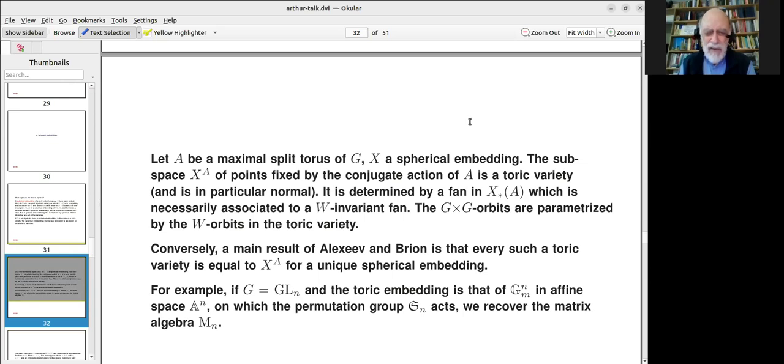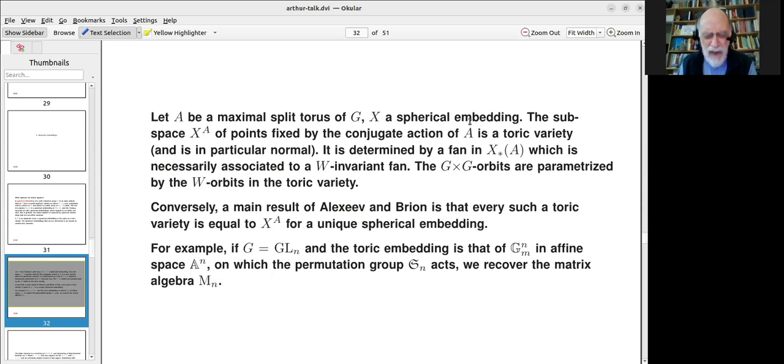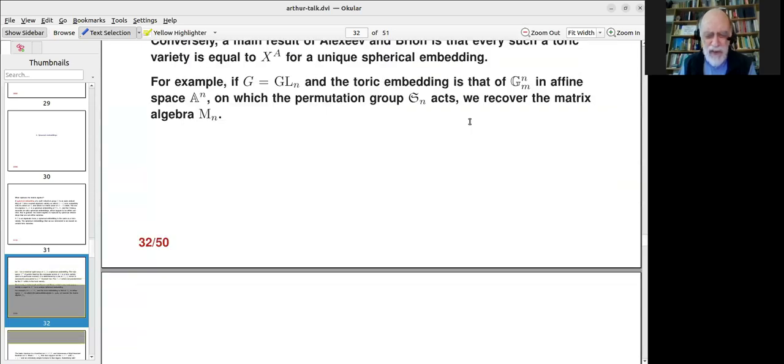So if I have a reductive group G and a maximal split torus A, the spherical embeddings of G that we're interested in are those associated to toric varieties which have an action of the Weil group on them. And the literature on this is not so clear. There are bits and pieces which are clear, but it's very hard to derive exactly what you need from the literature, but it's possible. So for example, if I take G equals GLn, and the toric embedding is that of the multiplicative torus of degree n into affine space, then what I recover is the matrix algebra. But in general, you get much more interesting examples.